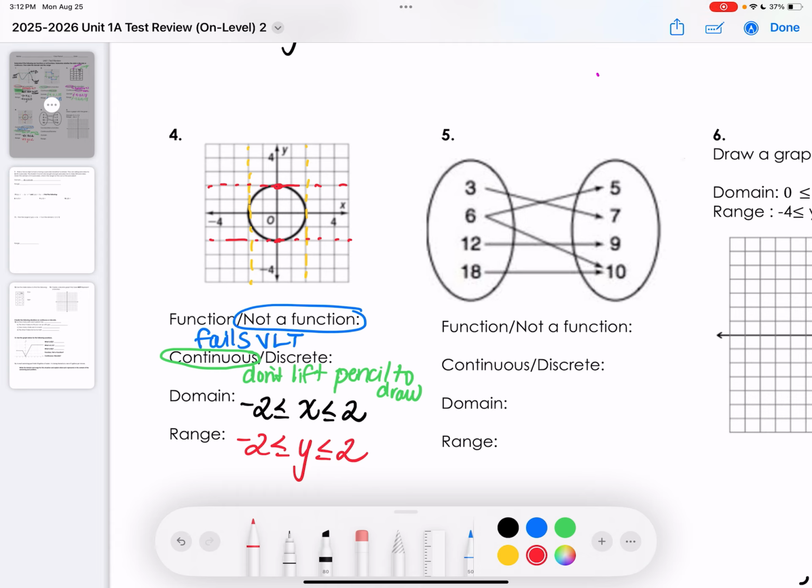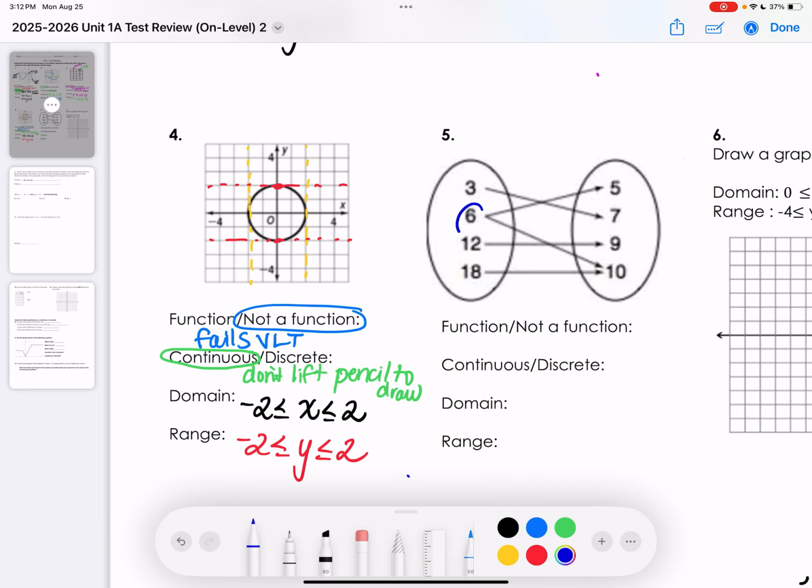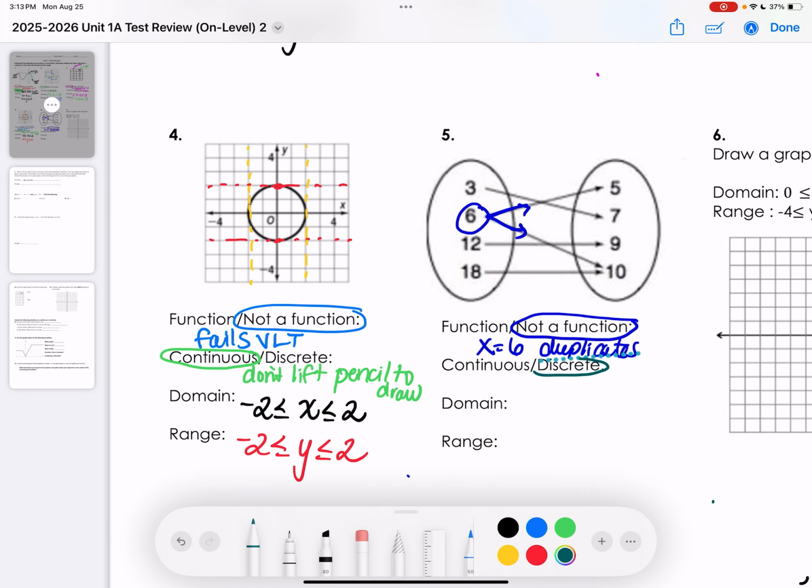Okay, taking a look over at number 5. So if I take a look right here, I can see that this value of 6 goes 2 ways. So that is not a function. X equals 6 duplicates. Okay, the next question is it continuous or discrete? So the answer is that it is discrete because it's mapping. Whenever you see mapping, it's going to be discrete.